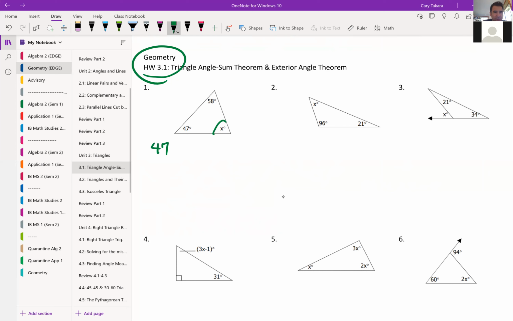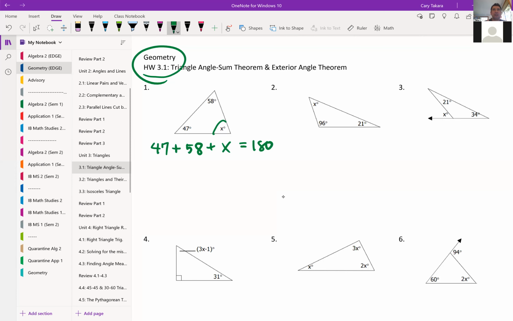Let's do the first one together. 47 plus 58 plus x. If you add all three angles, what would that be equal to? You don't need to draw the diagram. If you want to, that's great. If you don't, that's okay, because I want you to work on the math part. And that is equal to 180.